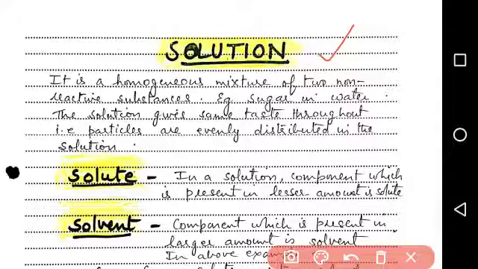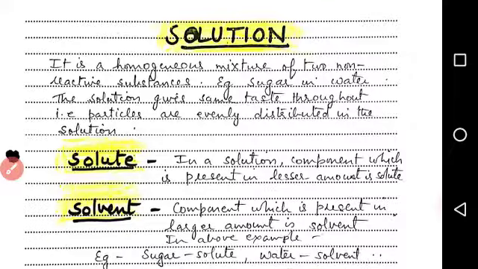For example, sugar in water or salt in water, etc. The solution gives the same taste throughout, that is, the particles are evenly distributed in the solution. Means it will give the same taste, and all the physical properties will remain the same: same color, same density, everything. So if we take the first sip of the sugar solution, it will give the same taste as the last sip gives.